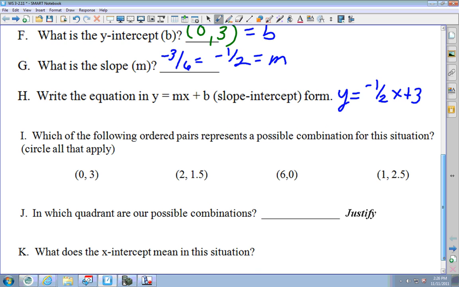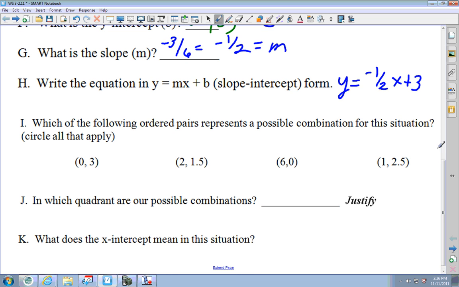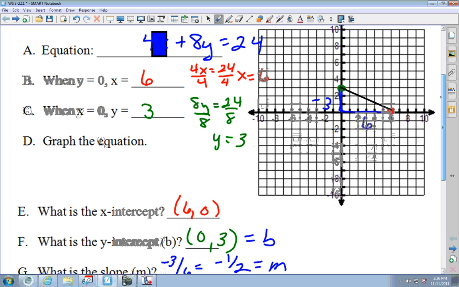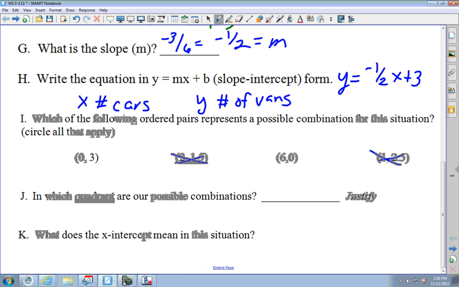Now it wants to know which ordered pair was a possible combination. Remember, x is the number of cars and y is the number of vans. Well, this says 2 cars and 1.5 vans. Can you take a half of a van? No. What about 1 car and 2.5 vans? No. Well, let's see here. How many cars, how many people? I've got 24 people.